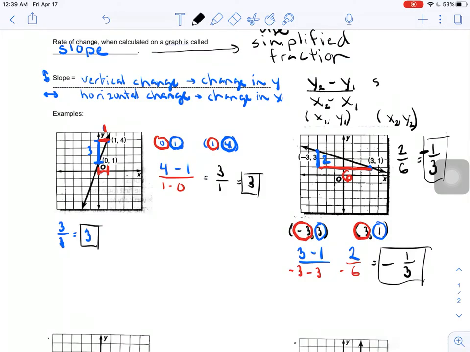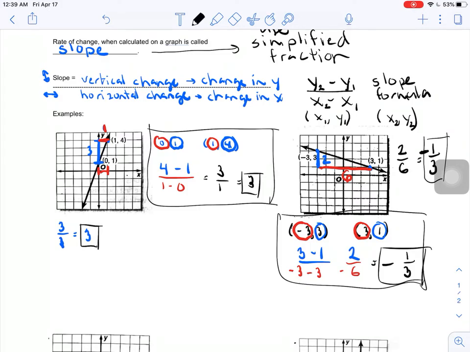So this calculation is called the slope formula because it calculates slope or rate of change. All it is is this subtraction calculation that we were doing right there and right there. So that's the slope formula. So rather than drawing it on the graph, you could also just take the coordinates and subtract that way.